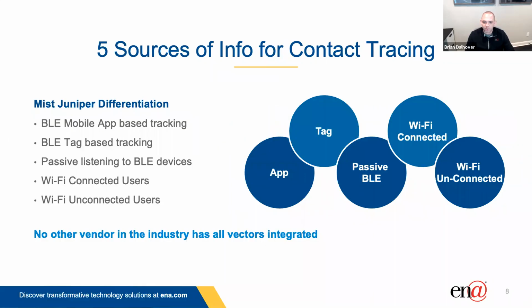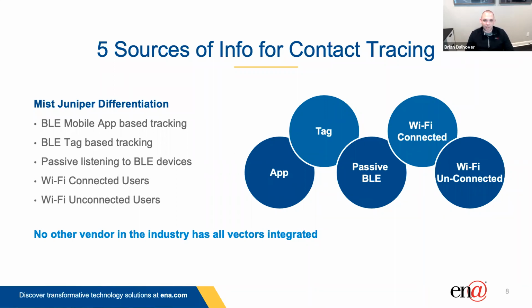What are my sources of contact information from the user? The first one, and probably most accurate, is a Bluetooth low energy enabled mobile app that is really based on tracking. So we're looking specifically at a mobile app that can then pull Bluetooth data and send that out to the network. The second would be a Bluetooth low energy tag. So it's very similar to a key fob or an ID badge that has a BLE tag inserted inside of it. Third, we can actually do passive listening to Bluetooth low energy devices.